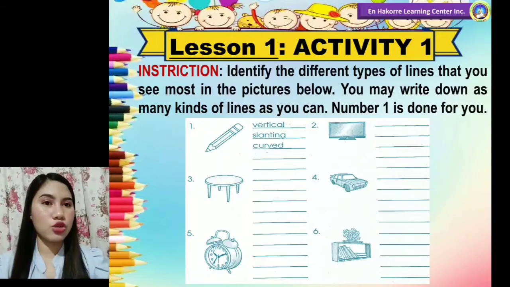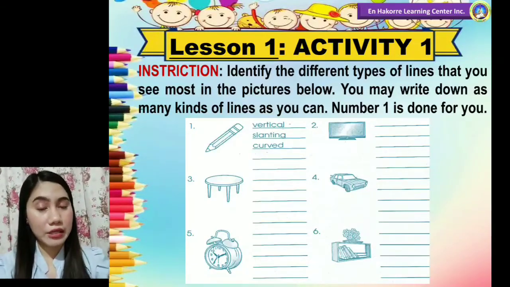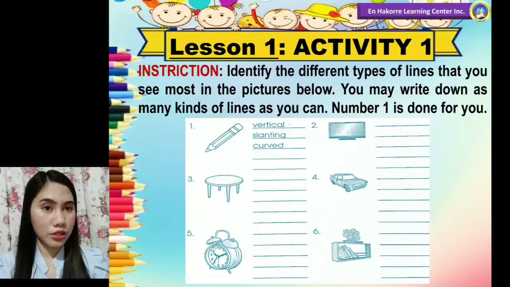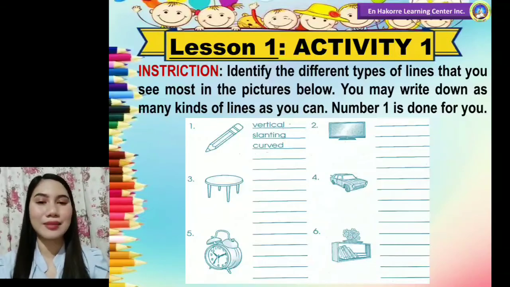I have here an instruction. Just write the answer only if you are answering in your activity notebook or test notebook, okay? Identify the different types of lines that you see most in the pictures below. You may write down as many kinds of lines as you can. You have your example in number 1.